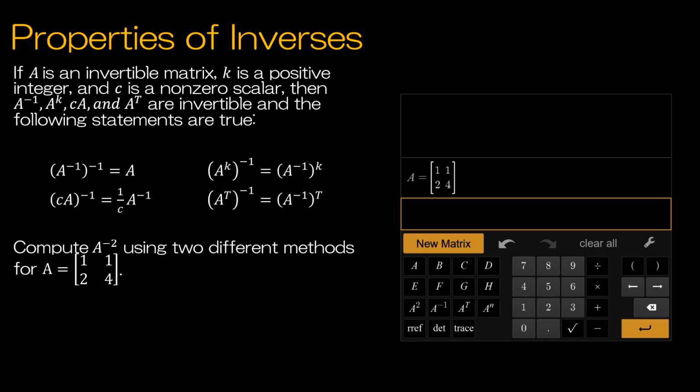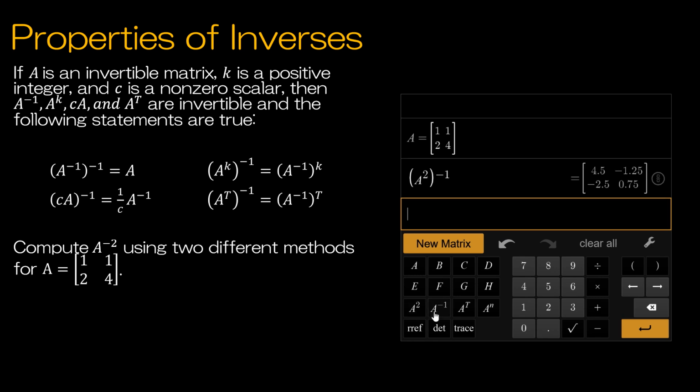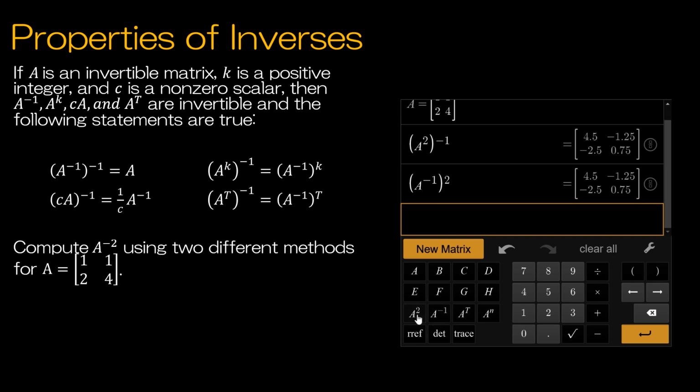And finally, we have A transpose inverse is the same as A inverse transpose. Now, you can use Desmos to verify any of those. We're going to show that A to the -2, 2 different ways, is the same solution. So I'm going to take A squared and then to the inverse, or A inverse and then squared, and I get the exact same solution.